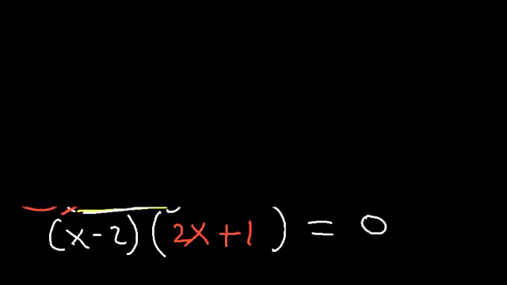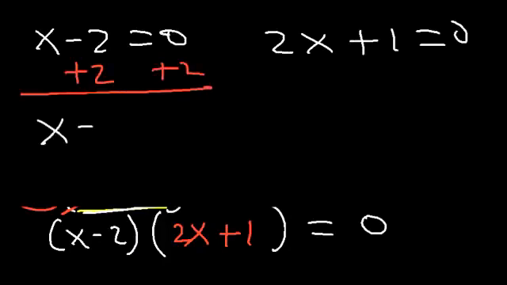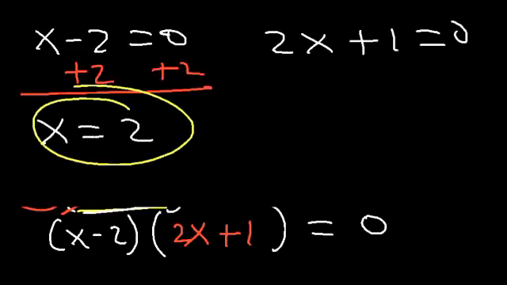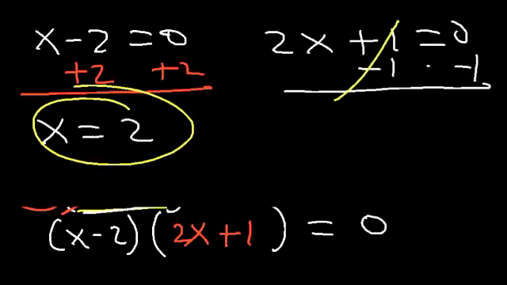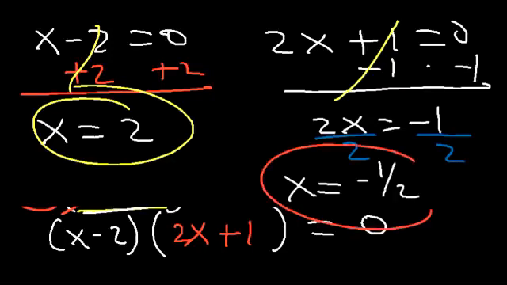At this point, if you want to solve for x, set each factor equal to 0. With the one on the left side, we can just add 2 to both sides, and we get the answer x is equal to 2. So that's one solution. To get the other solution, we need to subtract 1 from both sides initially. And we'll have 2x is equal to negative 1. To separate the 2 from the x, we need to divide both sides by 2. So x is equal to negative a half. So that's the second solution.